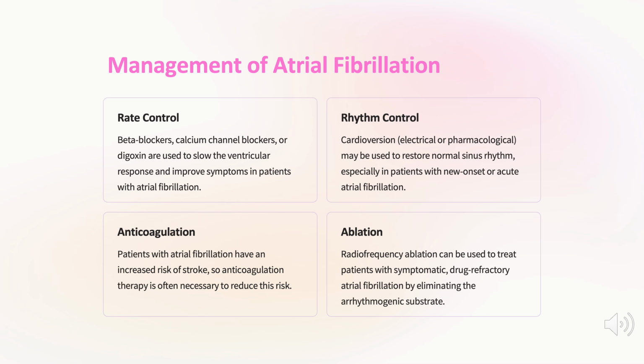Anticoagulation. Because patients with atrial fibrillation are at an increased risk of stroke, anticoagulation therapy is often necessary to reduce this risk. This typically involves the use of blood thinners like warfarin or direct oral anticoagulants, DOACs. Ablation. For patients with symptomatic drug-refractory atrial fibrillation, radiofrequency ablation may be considered. This procedure targets and eliminates the arrhythmogenic substrate, helping restore normal rhythm and alleviate symptoms. By employing a combination of these management strategies, we can effectively control atrial fibrillation and improve patient outcomes.